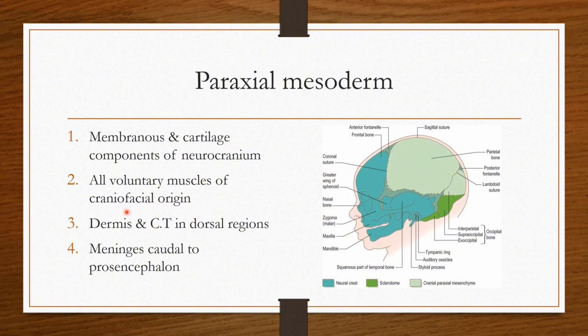Also, all the voluntary muscles of the craniofacial origin are formed by the paraxial mesoderm, the dermis, the connective tissue in the dorsal regions, and the meninges caudal to the prosencephalon. So these are the derivatives which are formed by the paraxial mesoderm.